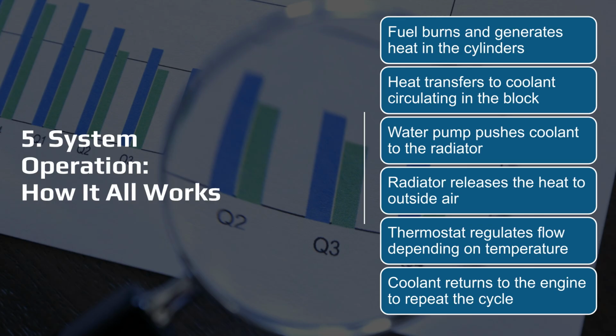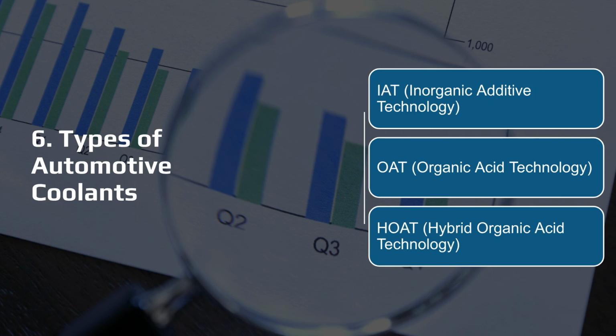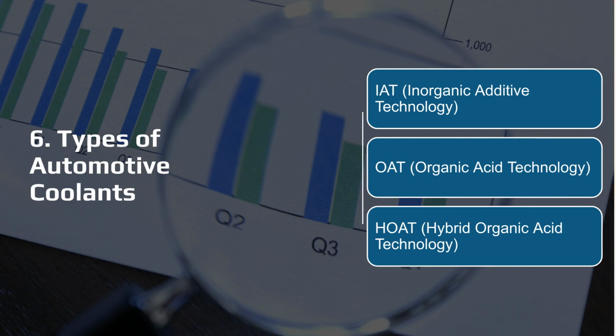Let's look at how the system works together. Fuel combustion generates heat, which is transferred to the coolant. The pump circulates this to the radiator, where heat is released, with the thermostat managing the flow. There are three primary types of automotive coolants: IAT, which is inorganic additive technology; OAT, or organic acid technology; and HOAT, which is hybrid organic acid technology.